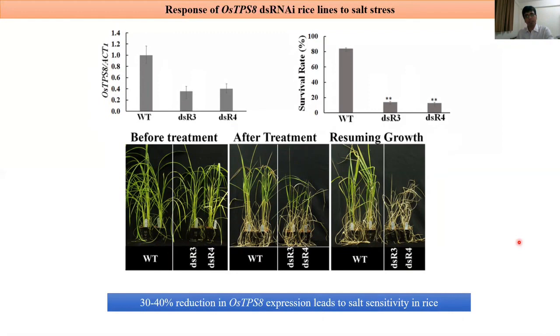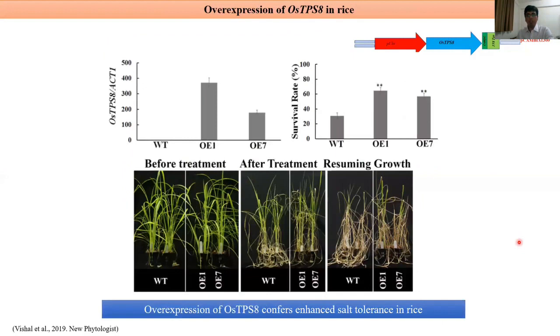phenotype. Then we also checked what happens if we overexpress this gene. Upon overexpression, what we could see is that these two independent overexpression lines behave better than wild type upon treatment. And upon recovery, you could see by this quantification, the survival rate is much higher than that of the wild type. So this is one of the important results that shows that OsTPS8 can enhance the salt tolerance in rice.